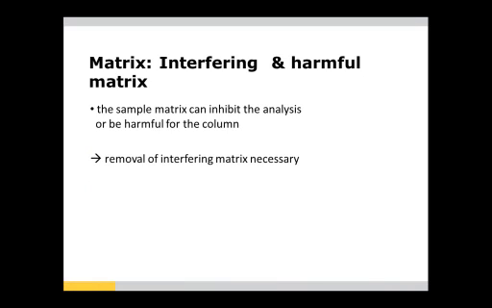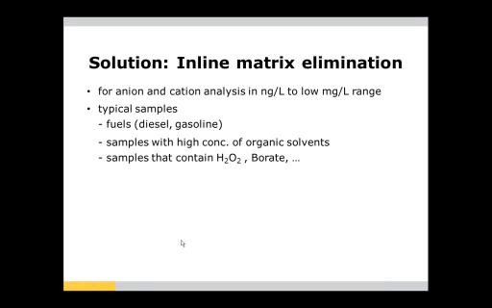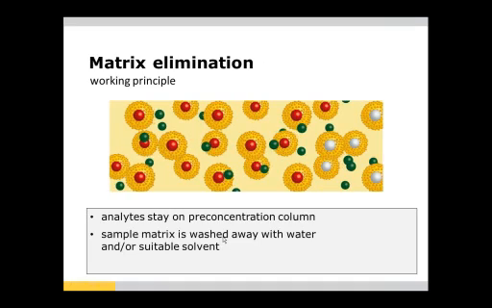Sometimes we may have to analyze trace levels of anions or cations in interfering as well as harmful matrices. So here we may have to combine two different techniques, that is pre-concentration as well as matrix elimination. Here the samples are pre-concentrated on the respective pre-concentration column, and the interfering matrix is selectively removed from the pre-concentration column. This is best suited for matrices like fuels and samples with a high concentration of organic solvents, samples like hydrogen peroxide, as well as the borated matrix.